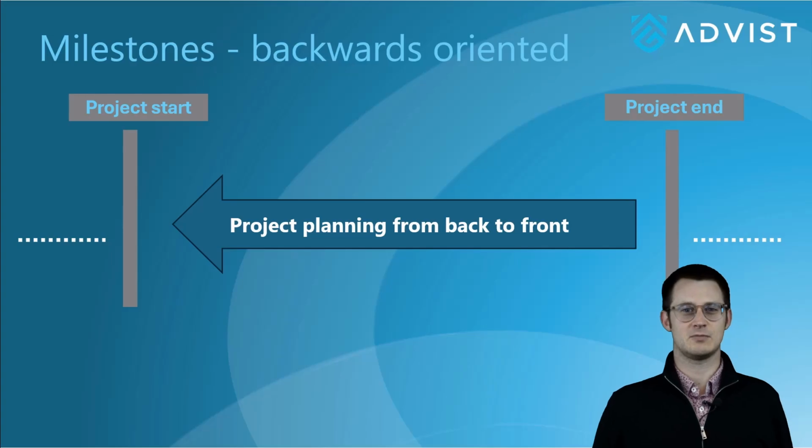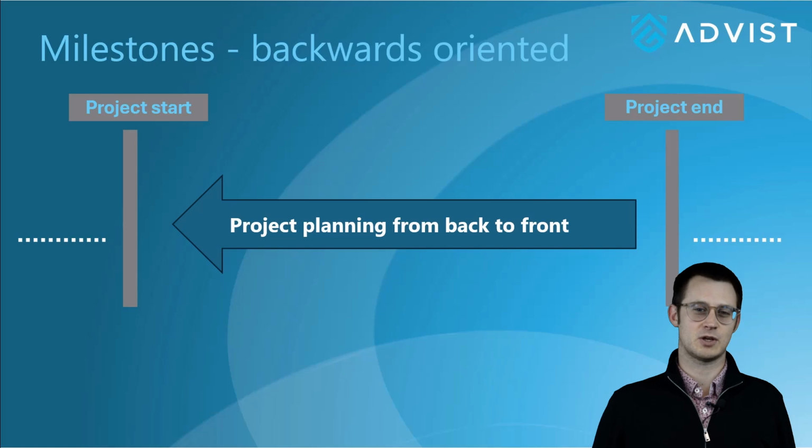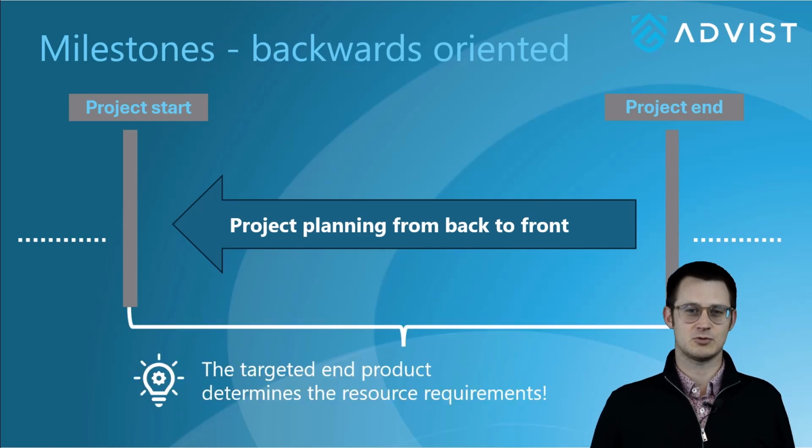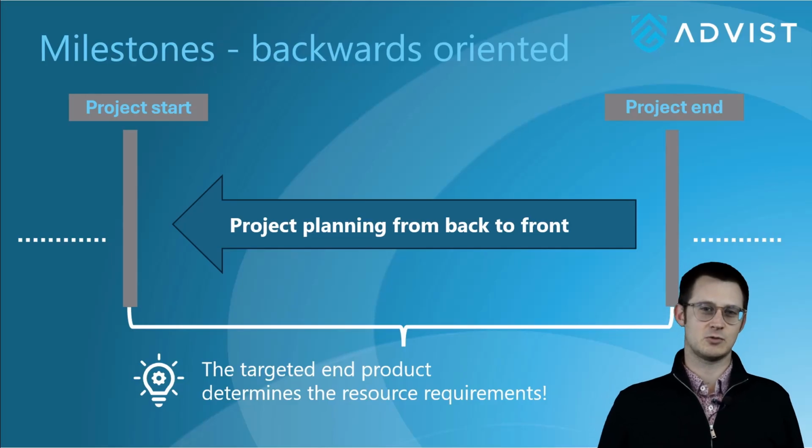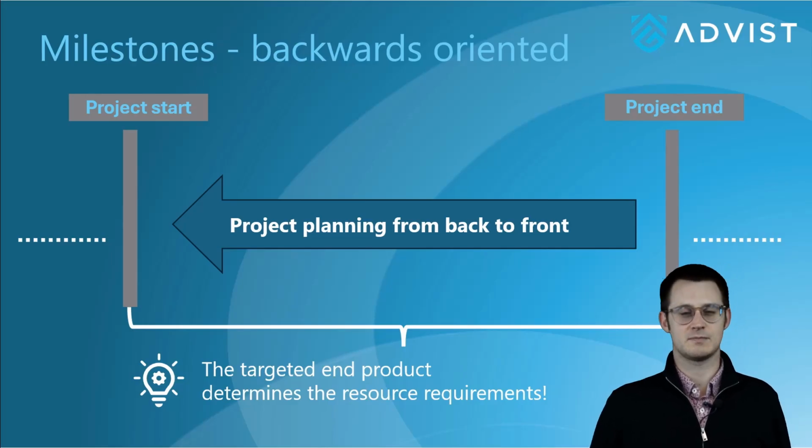One methodology of milestone planning is backward-oriented planning. The targeted end product is responsible for the resource requirements. This means that the project manager always has an overview of the project from above. But what does this mean in practice? Let's take a closer look at that on the next slide.